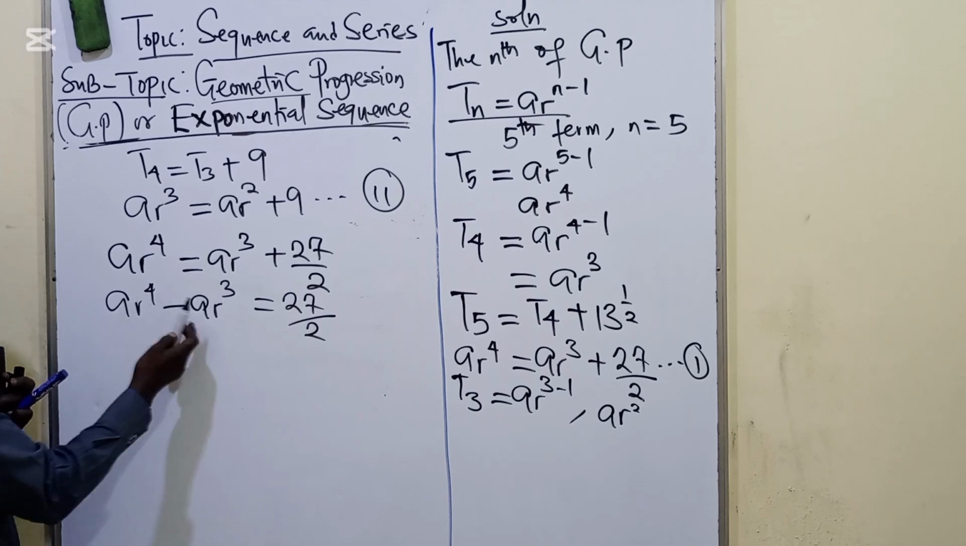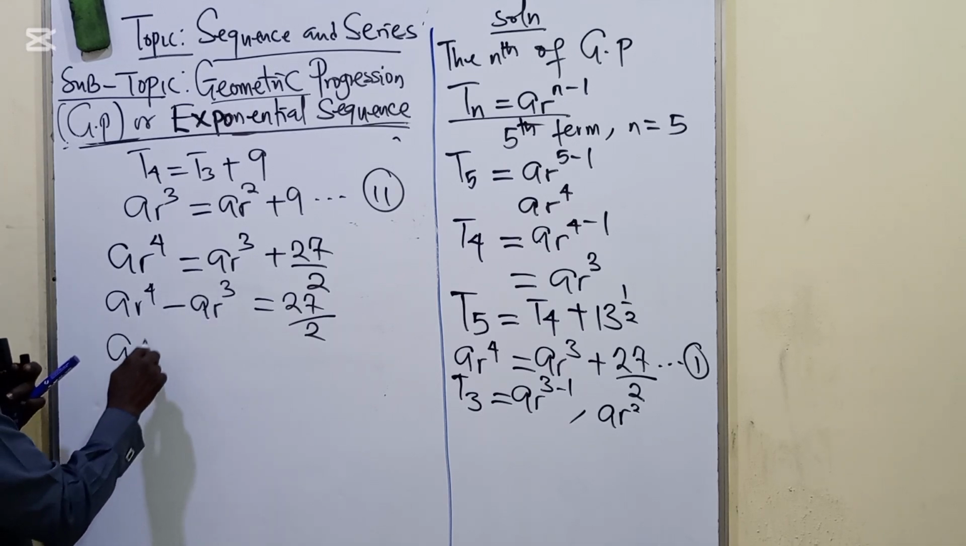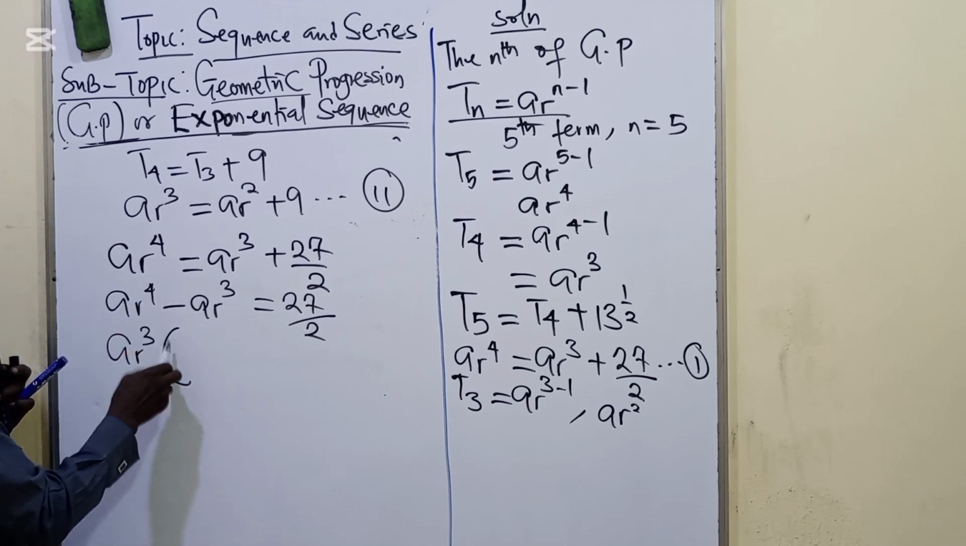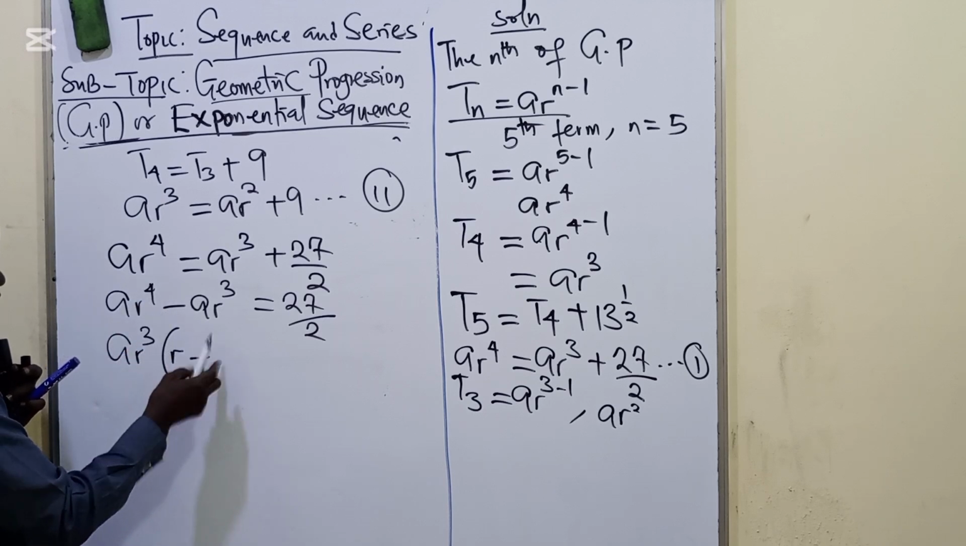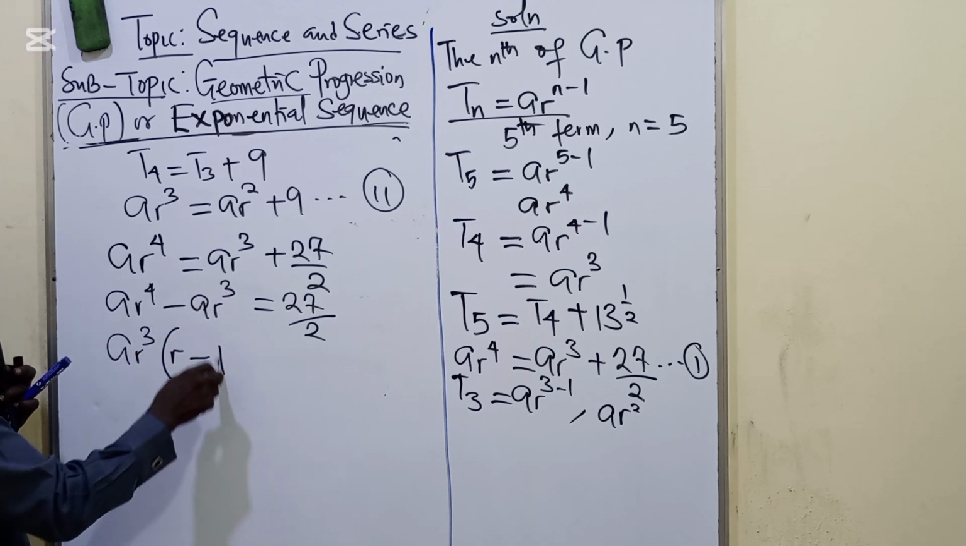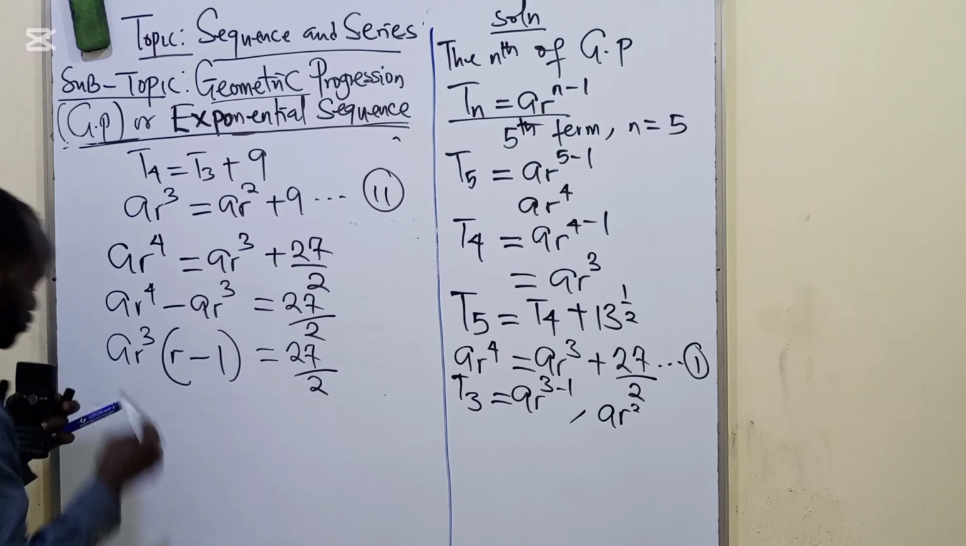Clearly here, AR power 3 is common. I will factor it out. AR power 4 divided by AR power 3 will be left with R, minus AR power 3 divided by AR power 3 will be left with 1. This will now be equal to 27 divided by 2.